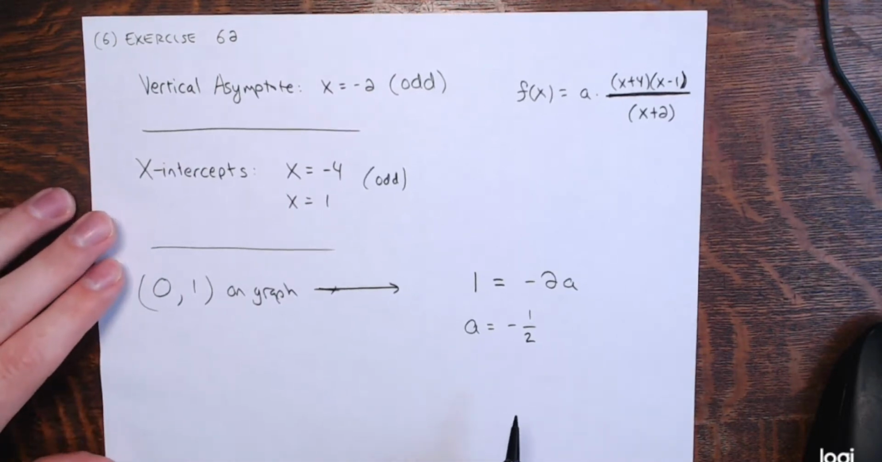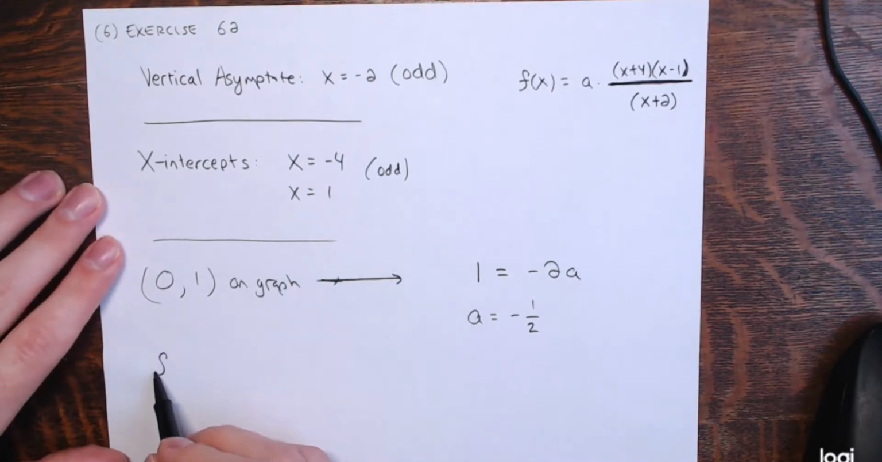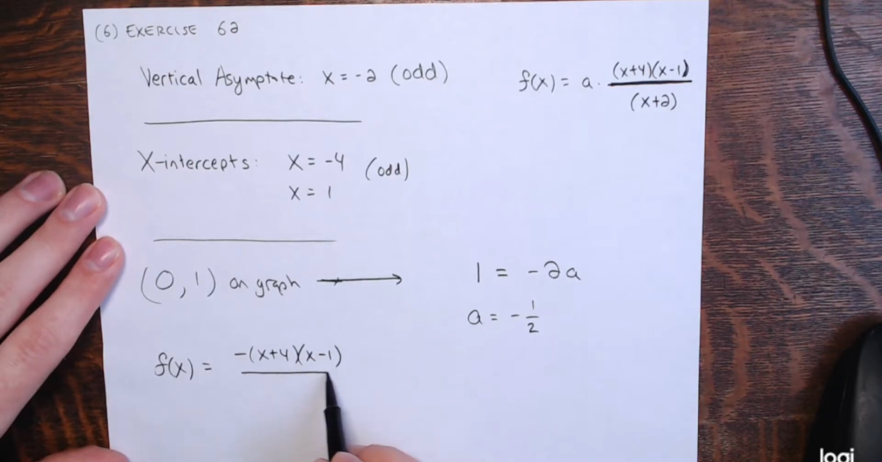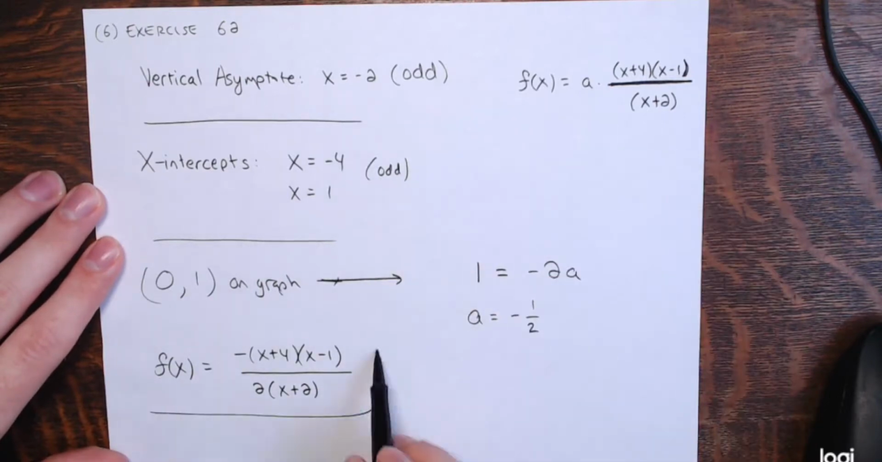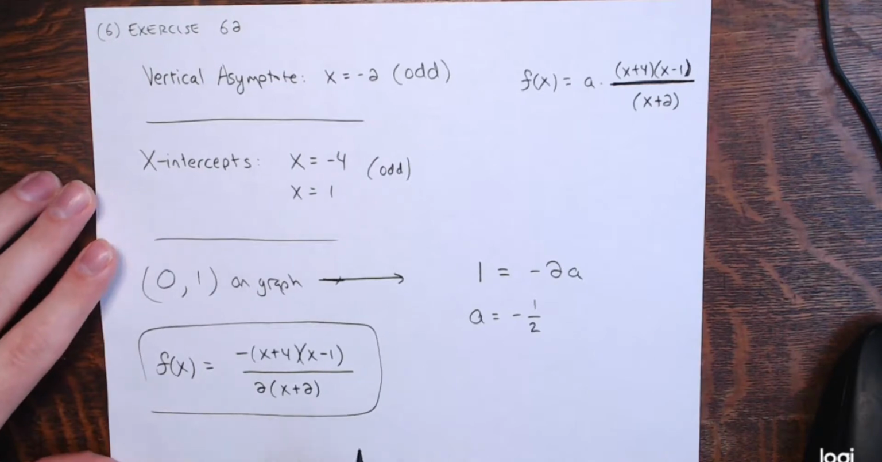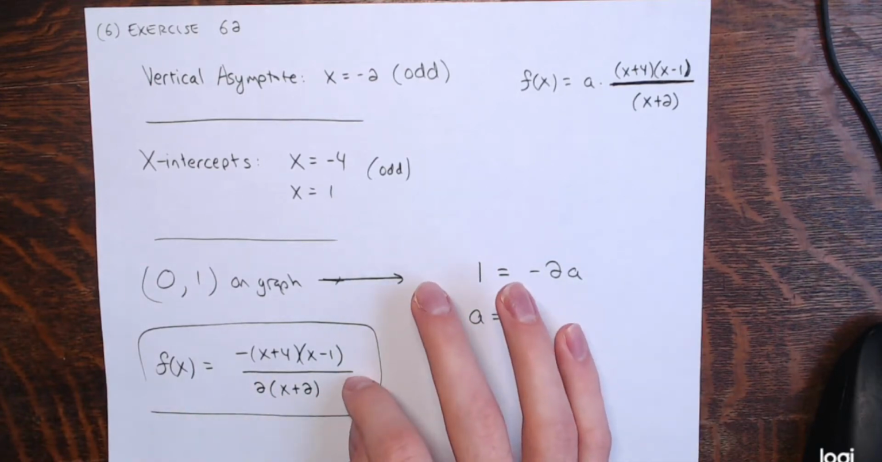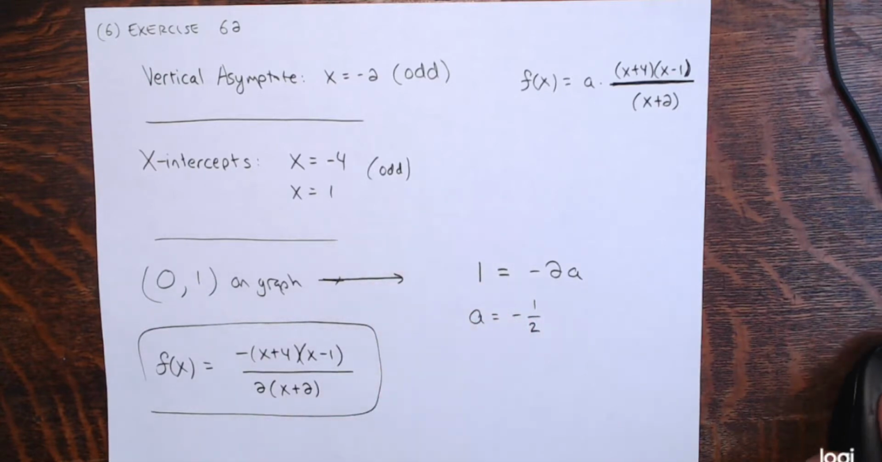So negative 1 in the numerator, 2 in the denominator. All right. So putting that in, we have f of x equals negative 1 times the quantity x plus 4 times the quantity x minus 1 divided by 2 times the quantity x plus 2. Right? Again, negative 1 in the numerator, 2 in the denominator when you replace a with negative 1/2. And there we go. And once again, if you want to multiply all that out, go ahead. But let me just double check. I'm going to put this into my graphing calculator at Desmos, and we'll compare it to the graph we were given in the assignment.